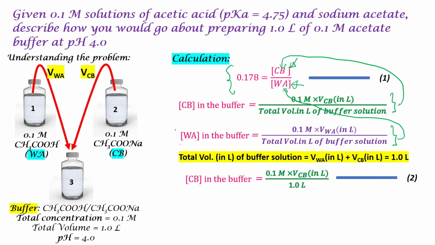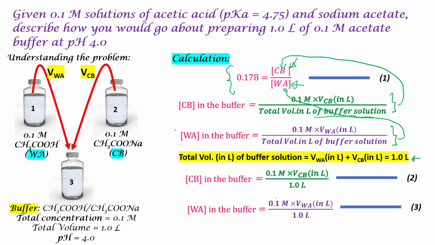Okay, so we're doing one more. If you remember, we said that the volume term in the bottom is 1 liter. So you can see that 0.1 molar times the volume of conjugate base, which we have here, and then we have replaced this particular thing by 1 liter. So that's what we have done.